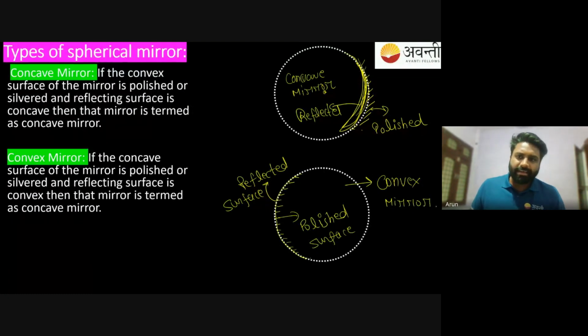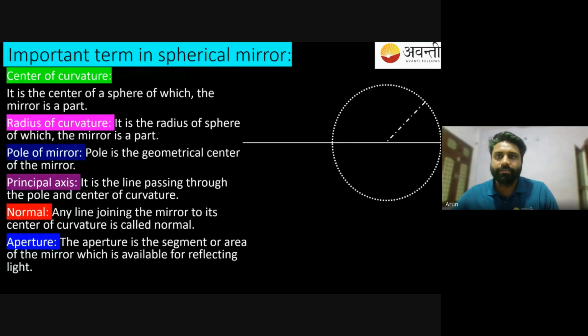To remember it, what will we do? The mirror that has the convex side reflected is the convex mirror, and the mirror that has the concave side reflected is called the concave mirror. Okay, got it? If you have any doubt in this, you can write it in the chat box. Otherwise, we will move forward.